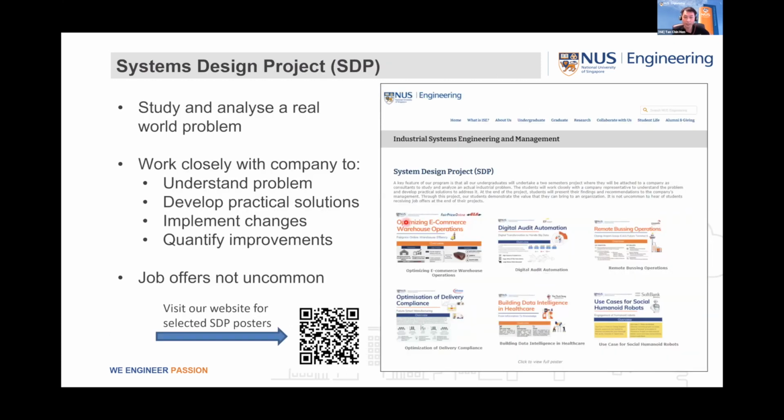Okay, and so the best way to understand what industrial and systems engineering is, is to look at the projects that our students have done. Over here we have a QR code. Feel free to go to our website. Over here, we have 6 projects that our students have done with various companies.